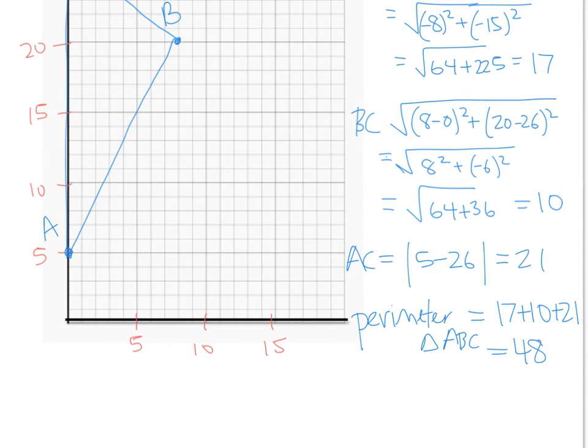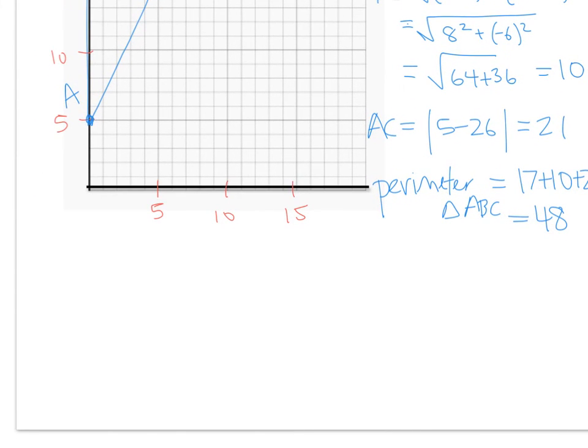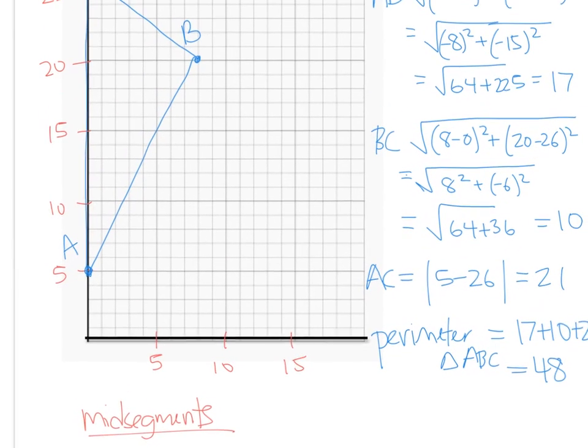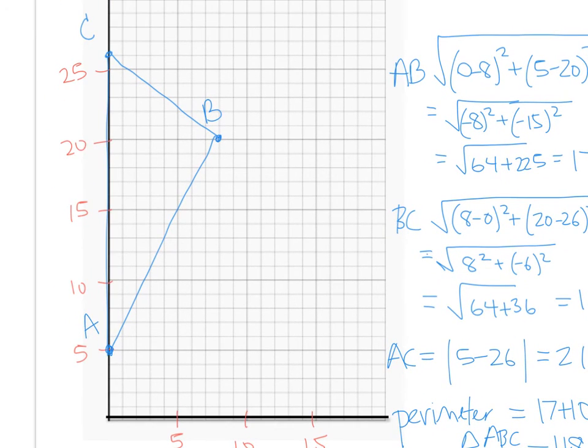To find the perimeter of the midsegment triangle, we know each of those lengths would be 1/2. I'll plot the perimeter in a minute. So the mid segments, let's go ahead and plot those in black. We need halfway between, or the midpoint between A and B.